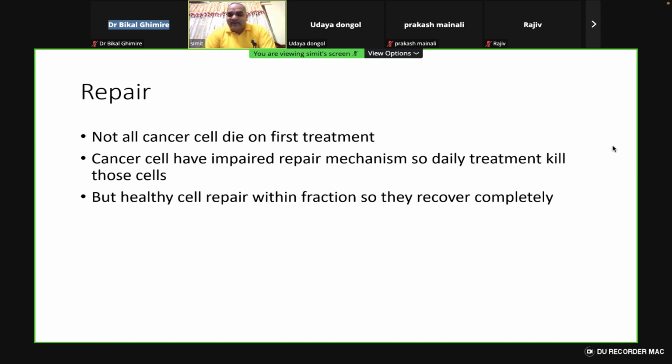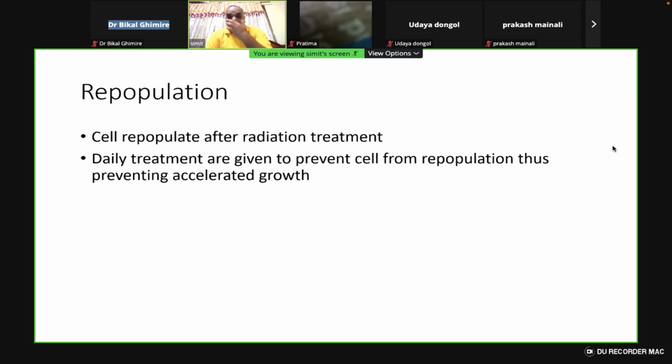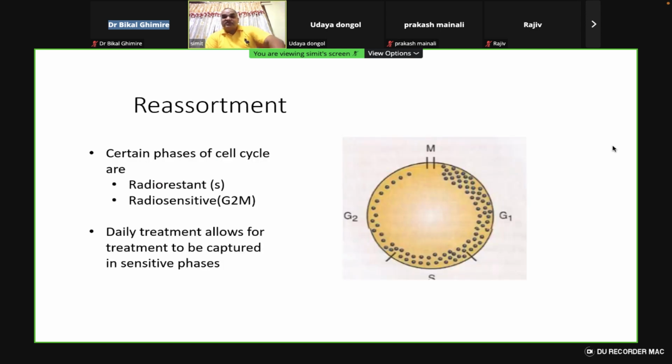So how does repair act? Not all cancer cells die in the first treatment. I have already explained, around 67% of cells actually have single-stranded break, which has potential for repair. The cancer cells have an impaired repair mechanism, so daily treatment kills those cells. But healthy tissue actually repairs within those fractions. So repopulation: when given radiation, cells repopulate after radiation treatment. So daily treatments are given to prevent cells from repopulating, so that cancer cells cannot repopulate rapidly, which prevents accelerated growth.